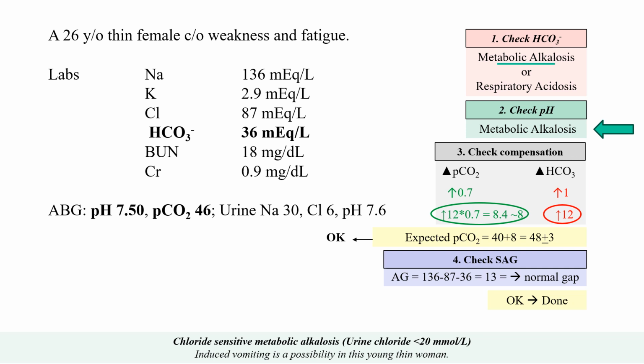Delivery of chloride to the collecting tubules allows for bicarbonate secretion into the lumen for excretion in exchange for the reabsorption of chloride. Because this form of metabolic alkalosis can be corrected with chloride infusion in the form of sodium chloride, it is also referred to as chloride-sensitive metabolic alkalosis.